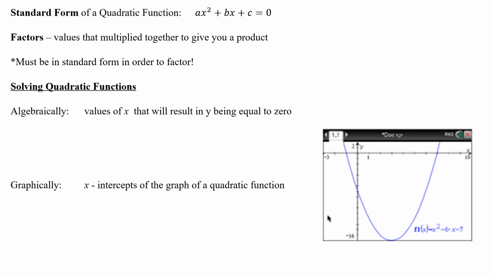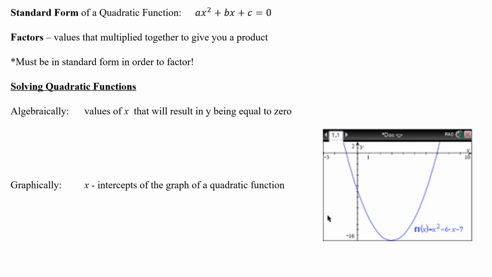Alright, Target 11C is about factoring and solving quadratic equations. Just to recap, the standard form of a quadratic function is ax squared plus bx plus c equals 0. Factors are values multiplied together to give you a product. Let's say, for example, my product is 20. Factors that would give me that product of 20 could be 1 and 20, 2 and 10, 4 and 5, and so on.